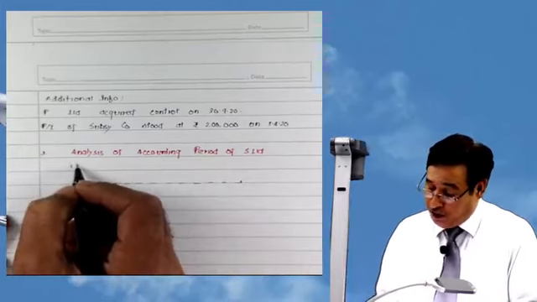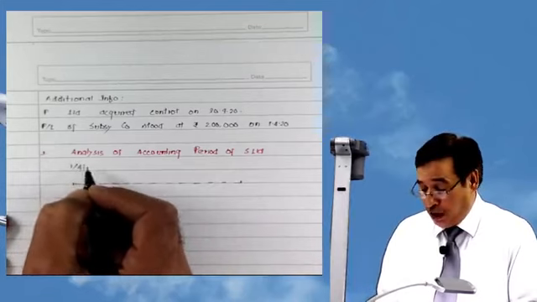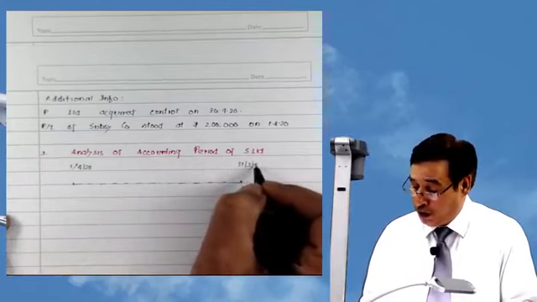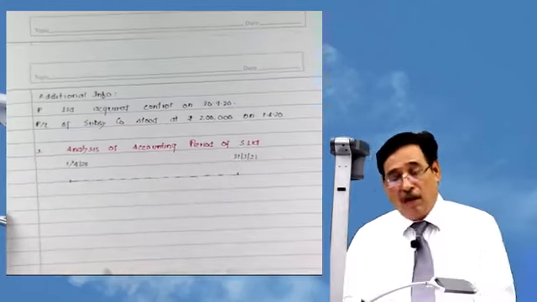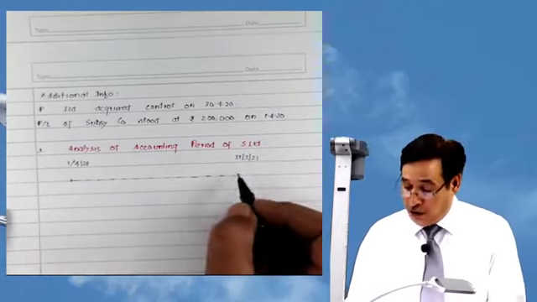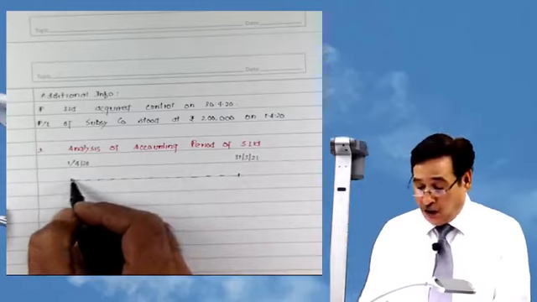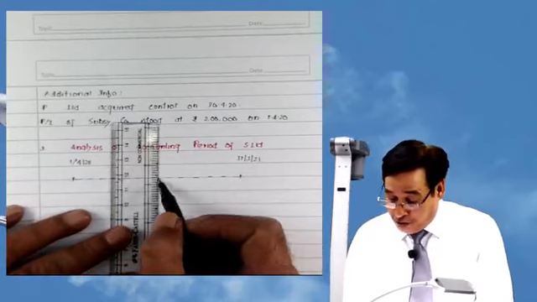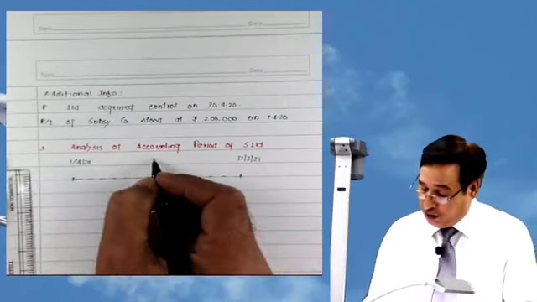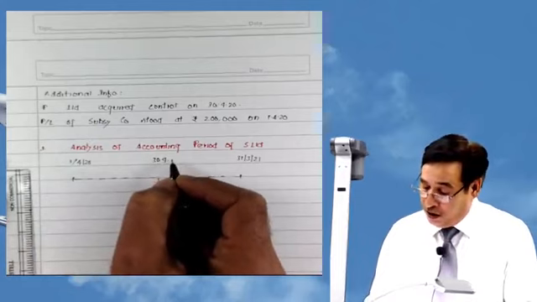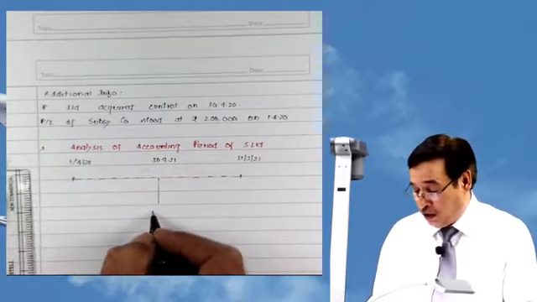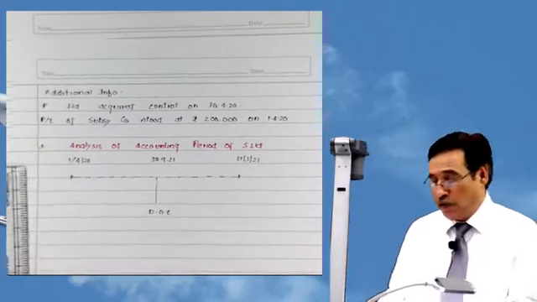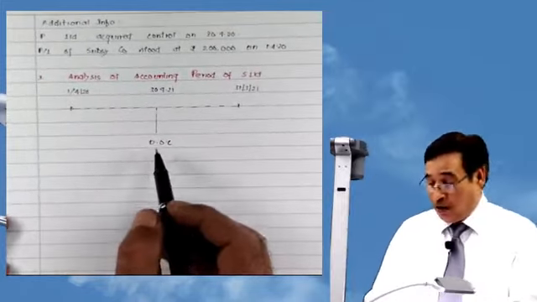The accounting year begins from 1/4/2020 and ends on 31st of 3/21. Correct? This is the range of the accounting period. Once you have drawn the accounting period range, have a look at which exactly is the date on which control was acquired. Control was acquired somewhere here, that is 30th of September 21. On this date, control was acquired. Date of control, DOC, or date of acquisition, whatever you may like to write. This is the date of control.